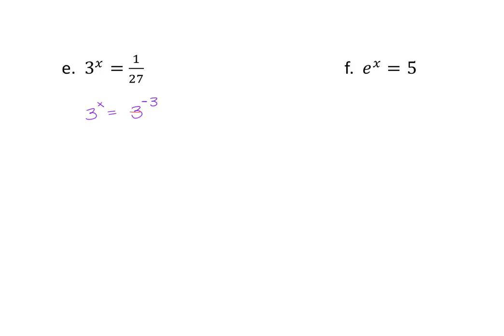Since our bases are the same, we can go ahead and cancel them now. And what we get is x equals negative 3. And we're done.